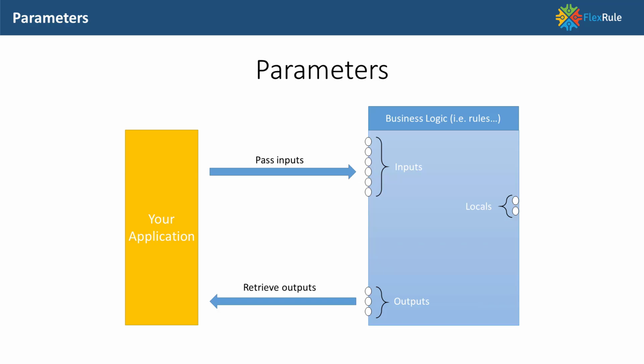This communication enables your application to pass any type of information to the business logic or retrieve outputs from that logic. There is no limit to the number of parameters and types of values that you can pass to and retrieve back from the business logic.